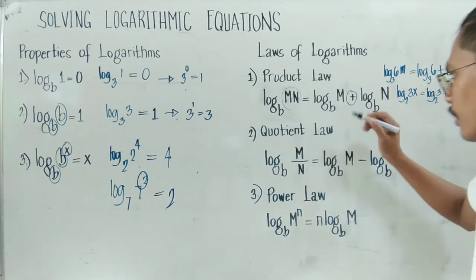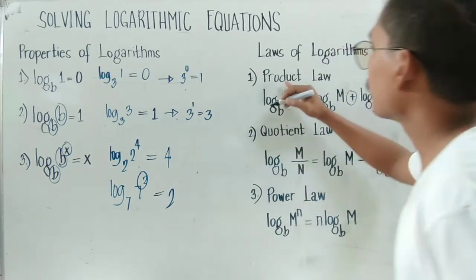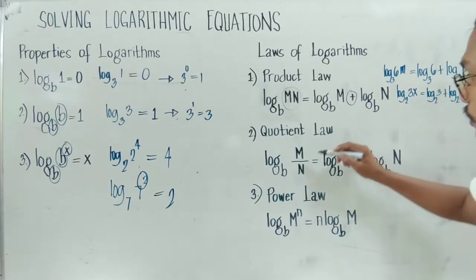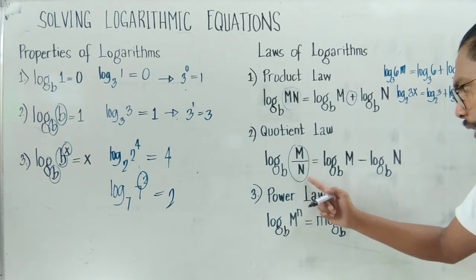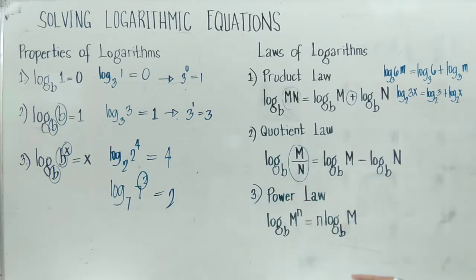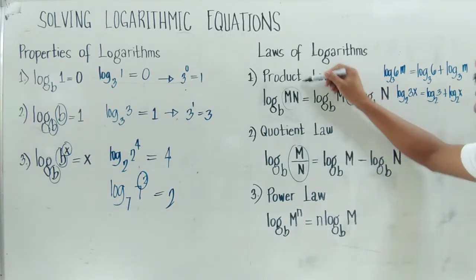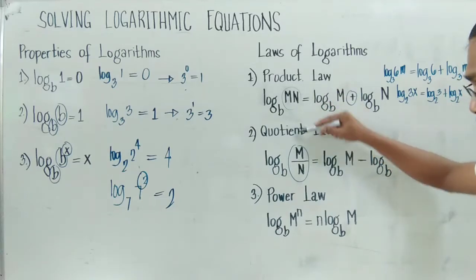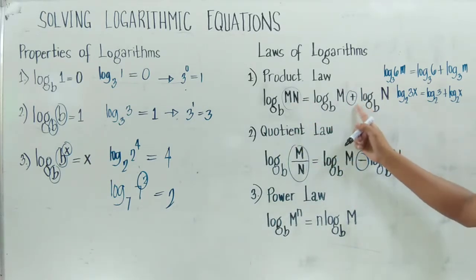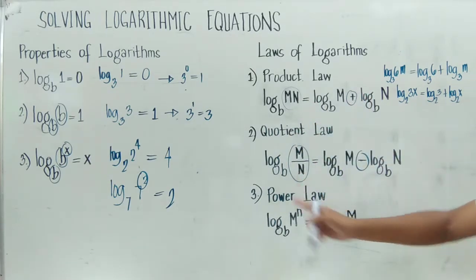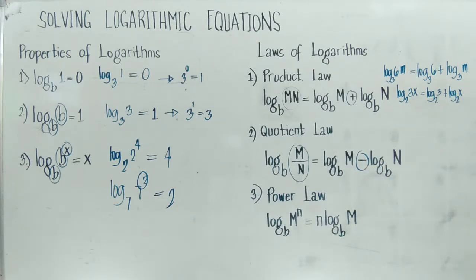Okay, the quotient law, of course, is the inverse of your product law. So getting the quotient is like log of m divided by n base b is equal to log of m base b minus log of n base b. So product and quotient are inverse operations. So the inverse, of course, of plus is minus. So in getting the product, we will add the logarithms. In getting the quotient, we will subtract the logarithms.